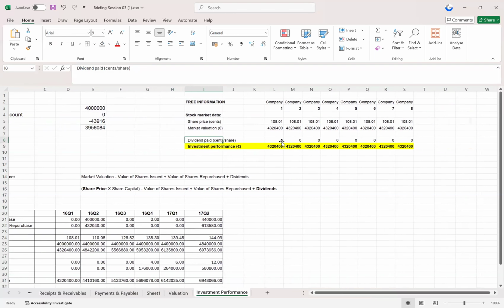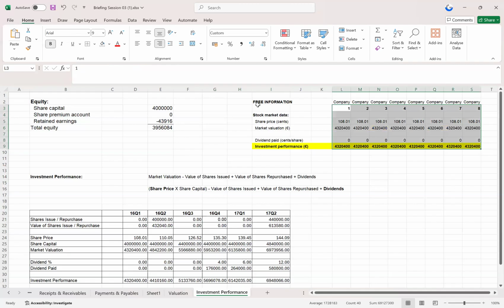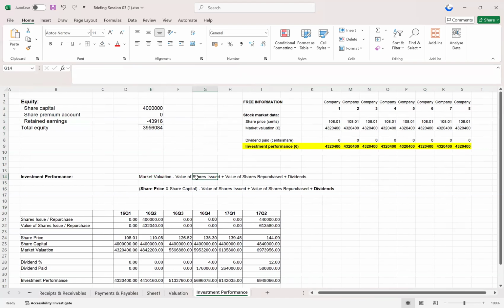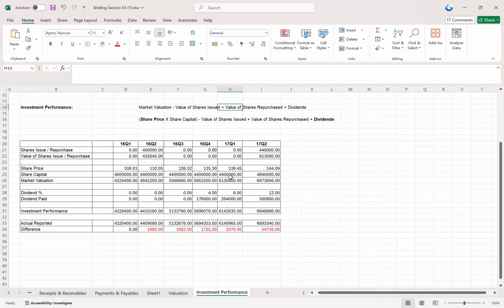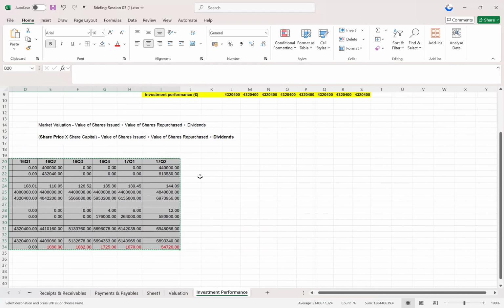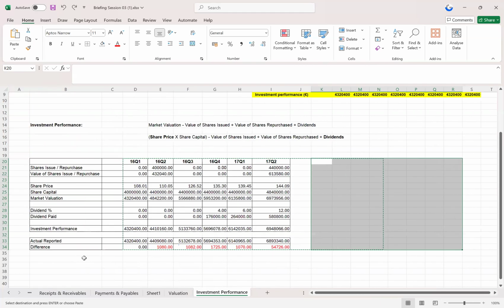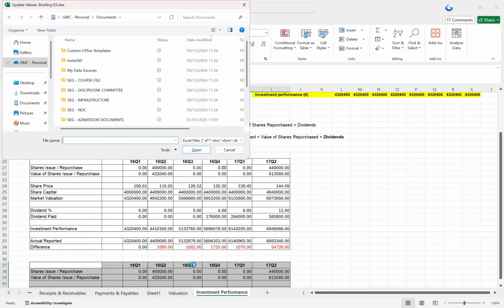Now, this is the data. This was 16Q1 data. We understand the formula of investment performance is market valuation minus value of shares issued plus value of shares repurchased plus dividends. Now, this is a table. I will create this table again live in front of you, so that you get the feel of how the calculation is taking place.